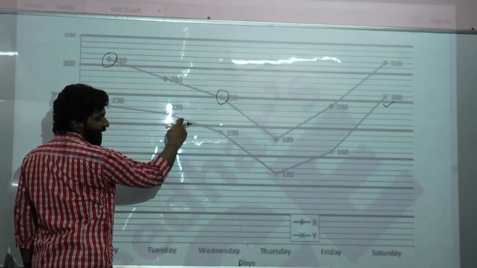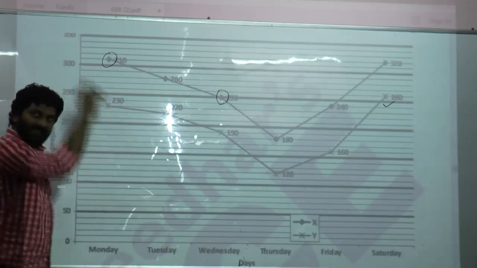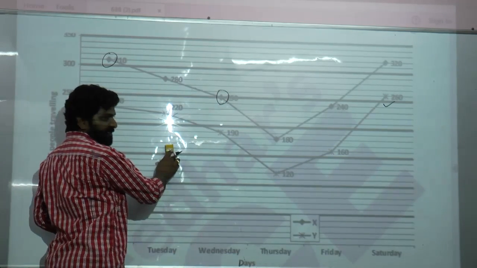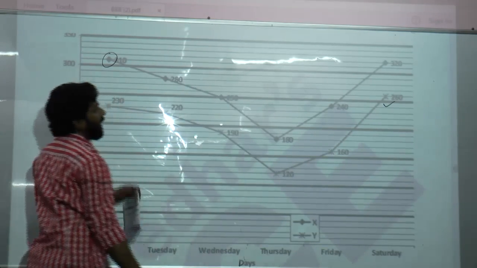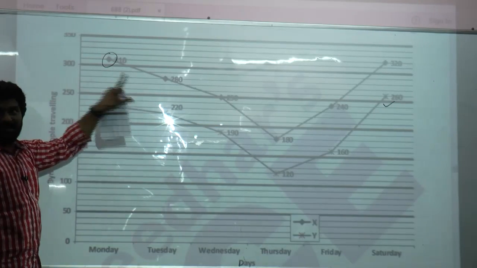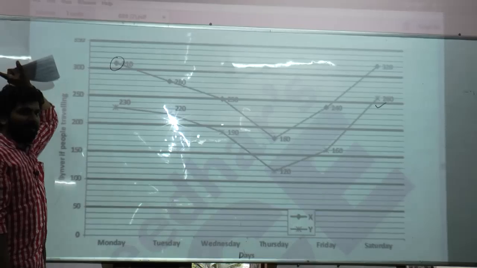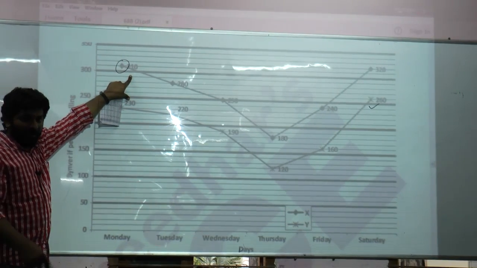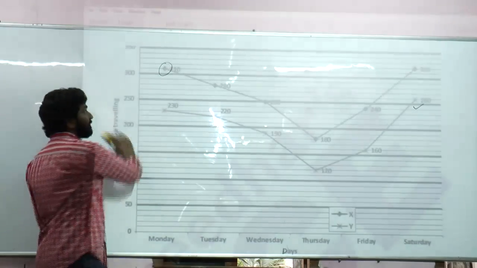This is 250 and 220, right? So train X is 30 more. Between these two numbers, train X is 30 more. Train Y is 260 and here it is 310. What is difference between these two numbers? 50. Already we have 30 more and here also X is more than Y by 50. So total it is 50 plus 30, 80.